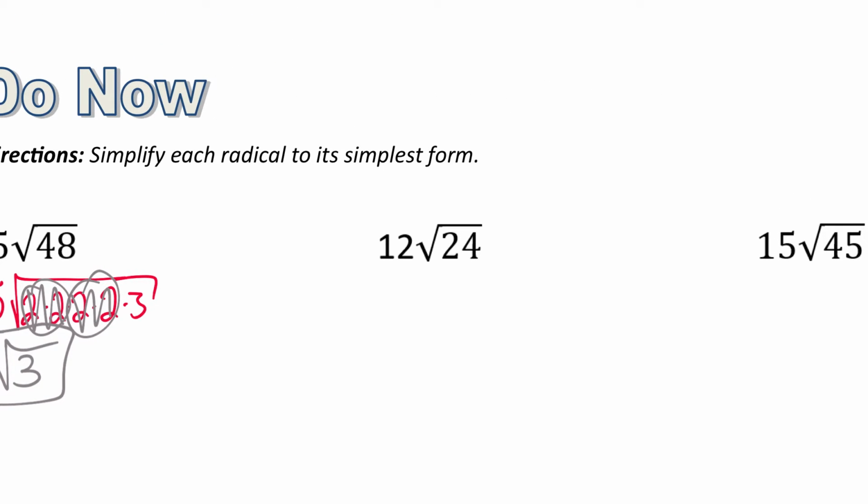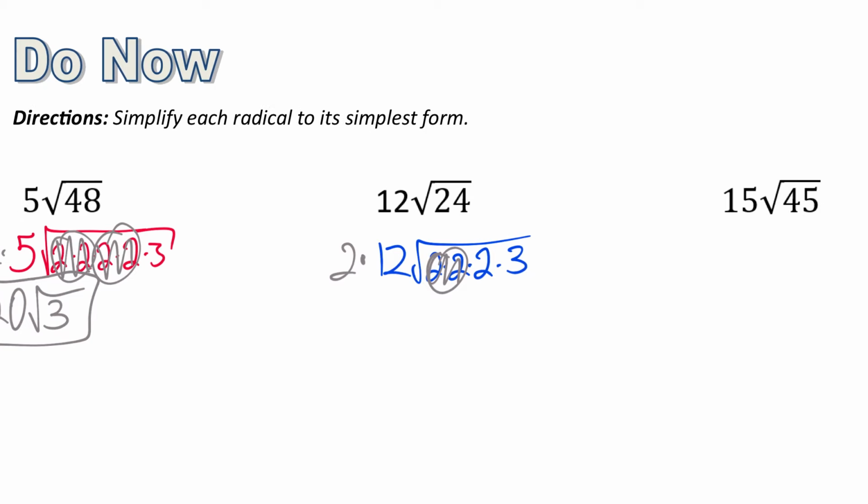Okay, good. On the second one, we have 12 on the outside. How does 24 break down? 2 to the square root of 3 times 3. Good. 3 2s and a 3. So we have a pair of 2s. This 2's coming out. So on the outside, what do we have? 24. And on the inside, 6.